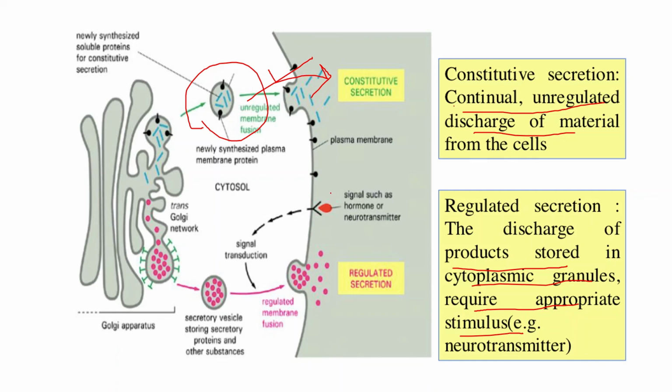Whereas here, a signal comes which is caught by the receptor. This black thing here is the receptor. The red one is the stimulus or the signal, such as a hormone or a neurotransmitter. This receptor further initiates a signal cascade which is conveyed to the trans-Golgi network, and from the trans-Golgi network, these vesicles carrying the cargo are fused with the plasma membrane, and the cargo is delivered outside the cell.